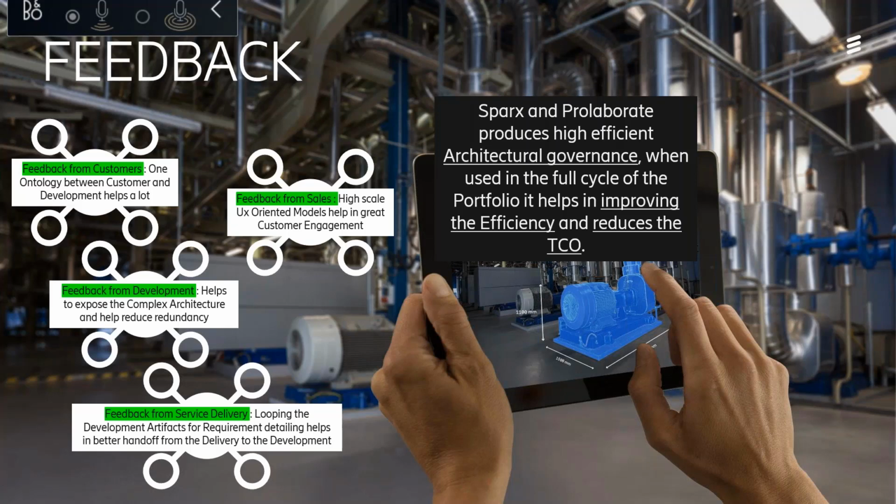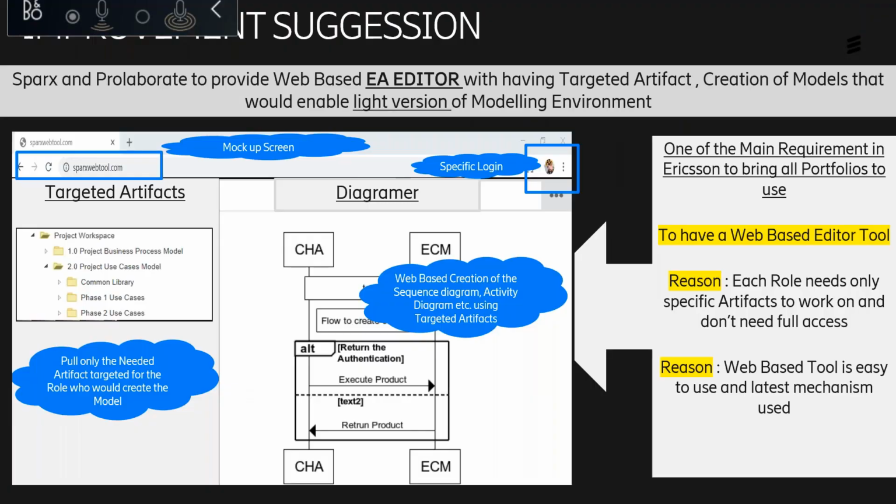One of the major things that came up in every discussion we have, and they wanted some suggestions, so I thought of taking this feedback to this forum. It's quite good that we use Enterprise Architect and Prolaborate, and the main requirement that everyone is putting forward is: can we have a web-based EA editor? That's one of the major requirements coming up in all our discussions with the different stakeholders, along with a targeted, lighter version of the modeling environment.